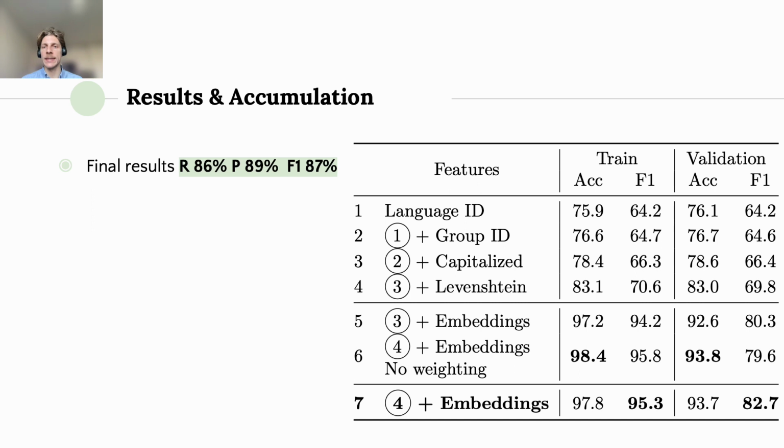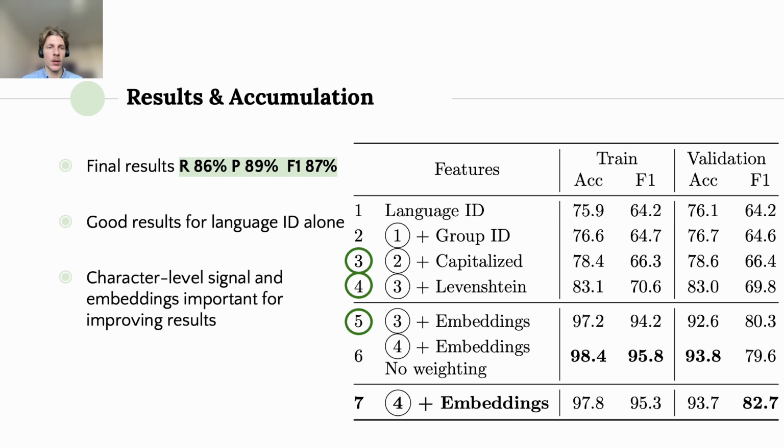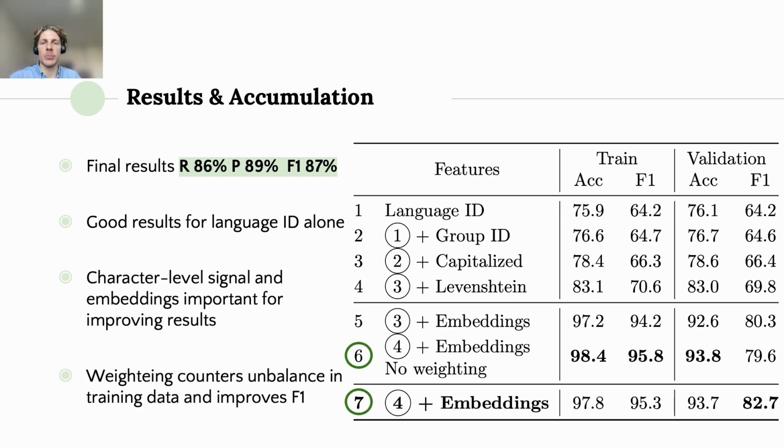My model scored 87% F1 on the test set. In this ablation analysis, we see that only language identity is a good predictor of cognacy. It's important to include character level signals such as Levenshtein distance, which gives a 5% improvement, and embeddings, including character-based, which give a 10% improvement. And lastly, it's important to weight the labels to counter the underrepresentation of cognate relations. It improves the F1 score on the validation set.